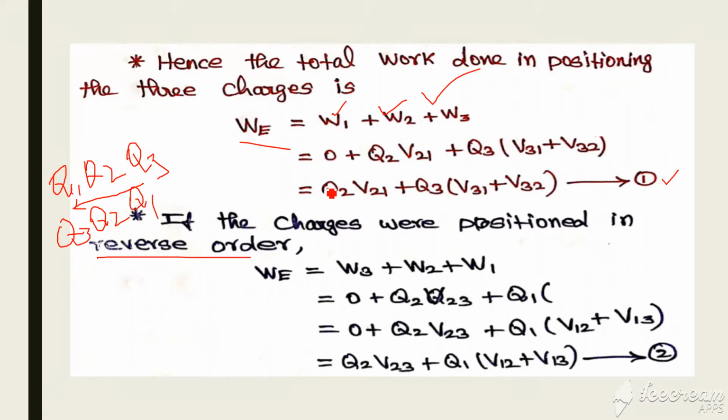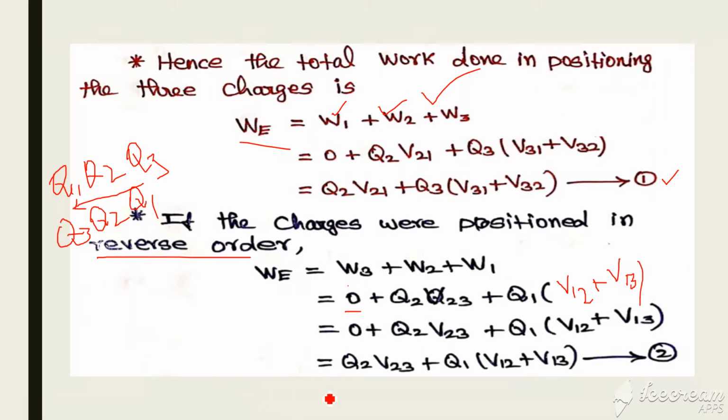From the above step we can directly write W3 plus W2 plus W1. Like the above case, with respect to the first placement, the value is 0. With respect to placement of charge Q2 at P2, we get Q2 into V23. Placement of charge Q1 at point P1, we get Q1 into the remaining 2 voltages between the other points, that is V12 plus V13.